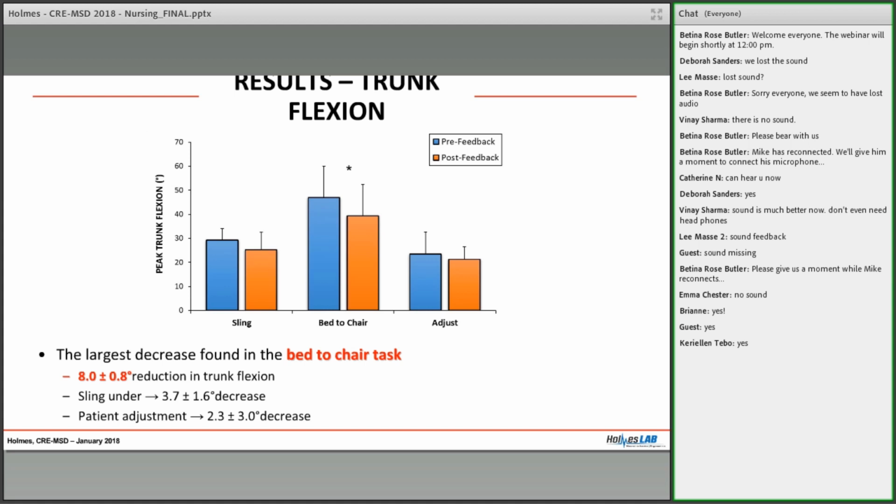And you'll start to see, as I quickly go through some of the rest of the slides for the results, that this is the trend that we tended to see. What we would classify as the more complex task, being the bed to chair task, was the one that seemed to be affected the most by our feedback intervention.